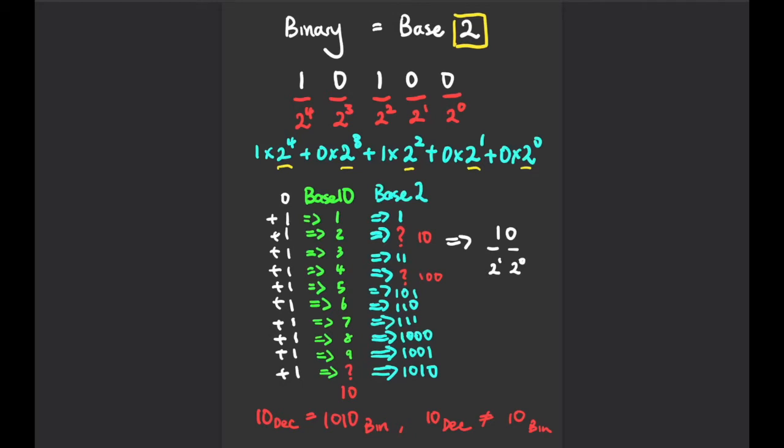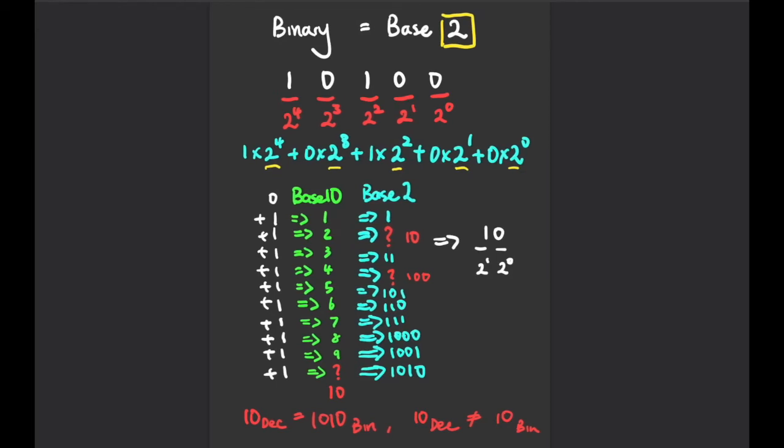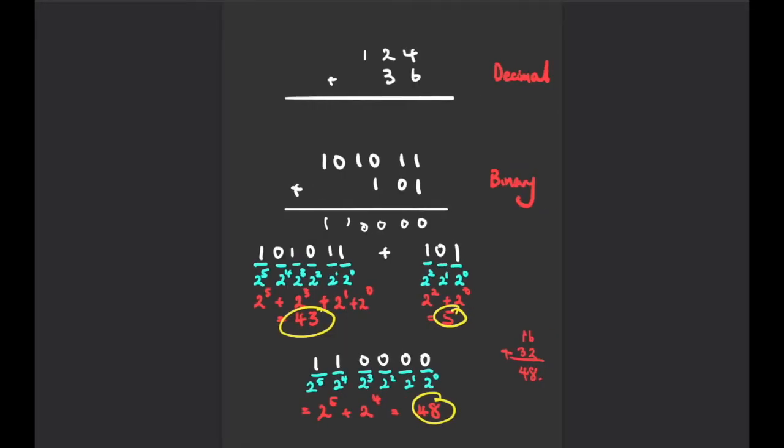On the contrary, the value 10 in decimal does not equal the value of 10 in binary, because 10 in binary actually correlates to the value of 2 in base 10. Now that we've given you a quick introduction on binaries and decimals, let's move on to some questions and calculations. First of all, let's do a quick addition in decimal.